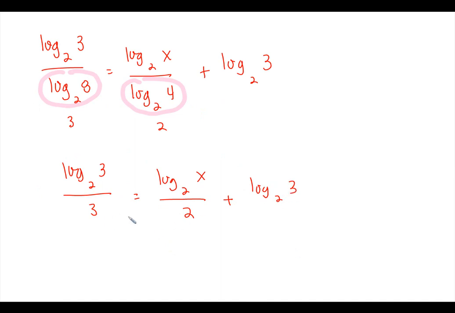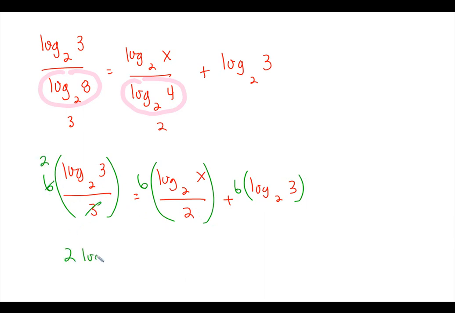Now we don't want these denominators here, so we're going to multiply everything by the common denominator, which is going to be 6. So if I multiply this by 6, multiply this by 6, multiply this by 6, the 3 and the 6 reduce, so I get 2 log base 2 of 3 is equal to, this reduces here, I get 3 log base 2 of x plus we have 6 log base 2 of 3.